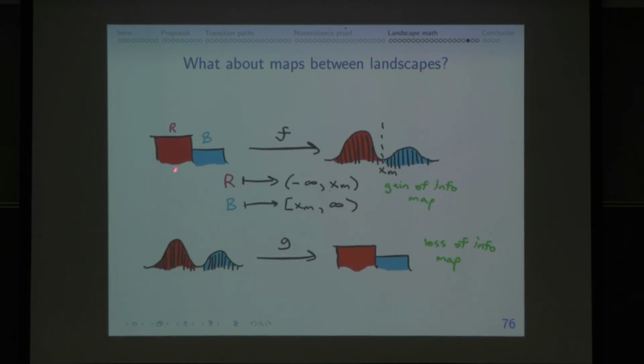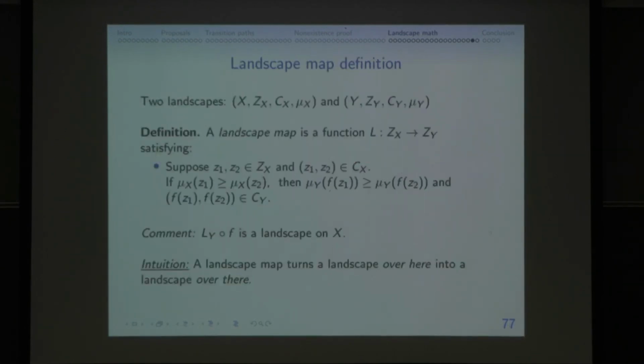corresponding to a coarse-grained version of this bimodal continuous system. I could map this state on the left to this group of states on the left, and this state on the right to this group of states on the right, or vice versa. One of these maps would correspond to a gain in information, for example, by doing experiments. One of these maps would correspond to a loss of information by doing some sort of approximation. It turns out that you can formalize this notion in the definition of a landscape map, which is essentially an order-preserving map.